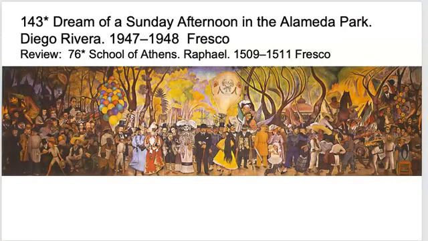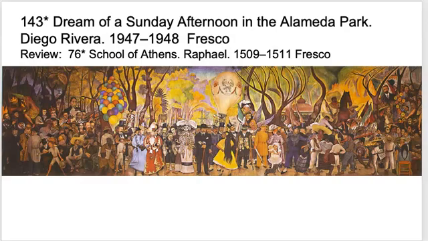Okay, so moving on, we've been talking about murals and Diego Rivera. This is your number 143, Dream of a Sunday Afternoon in the Alameda Park by Diego Rivera from 1947-1948. It's a fresco. I'm going to show you again The School of Athens by Raphael, also a fresco with lots of important people. So think about that painting as we're looking at this one.